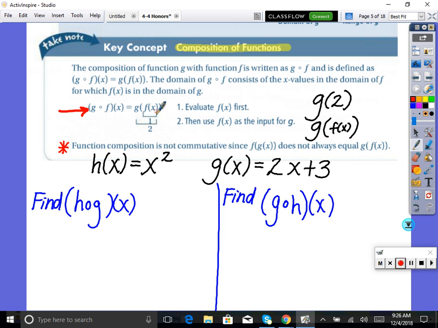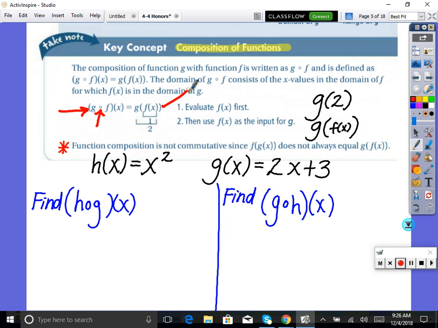Whenever we see it written like this, we're going to rewrite it in this form, because then it's a lot more straightforward which function we're plugging into the other function. So this circle is the word composed. So this is saying we're taking function g and we're composing it of function f. Compose means create. So we're taking function g and we're creating it out of function f. But once again, rewriting it in this form is usually best.